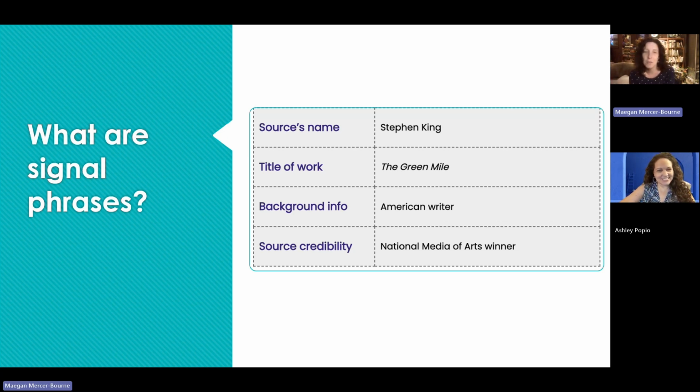And you may want to talk about your source's credibility. Again, if you want your readers to believe what you're saying, it helps if you can say, hey, this person who won this and that, they are also in agreement with my statement. That helps you look better as a writer.